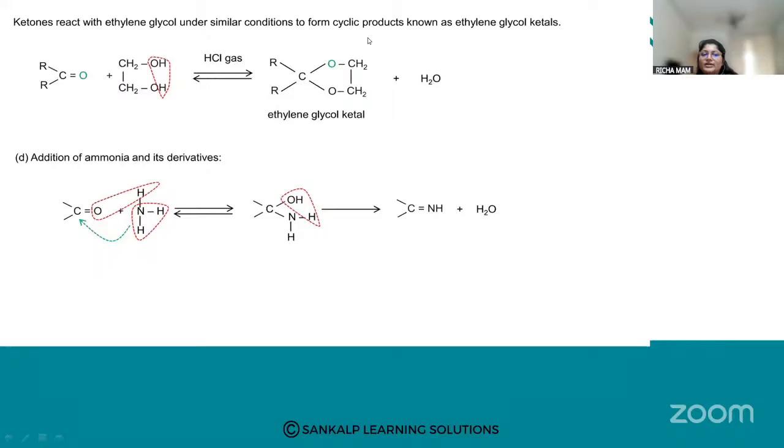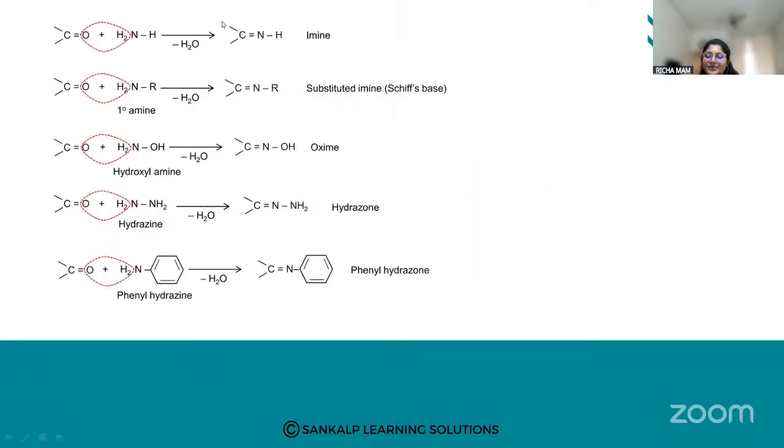Then we saw the addition of ammonia and its derivatives, which give different systems. With ammonia, I get an imine system, that is C double bond NH. If I react the carbonyl carbon with a primary amine, I get a substituted imine called a Schiff base. Then when I react it with hydroxylamine, what do I get?